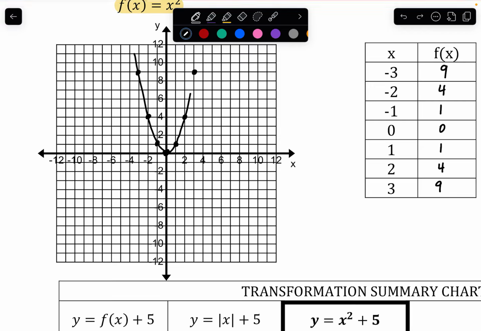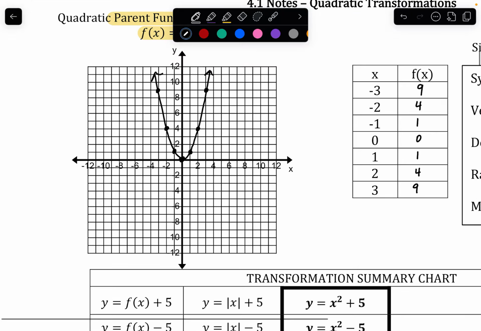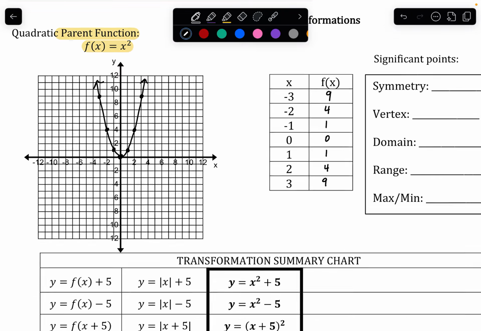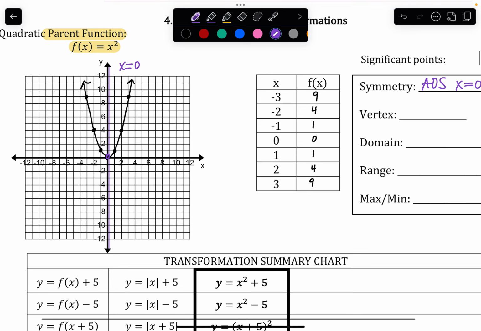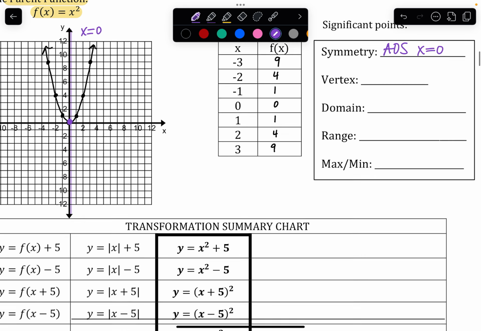And so a lot of the key features are similar to absolute value, only it's not linear like a V, it makes a U shape. And so we still have an axis of symmetry down the middle at x equals 0, and so it's important that you write the x equals in front so that you're talking about a vertical line. And so axis of symmetry is x equals 0. And then we still have a vertex, which is this minimum. It's an absolute minimum.